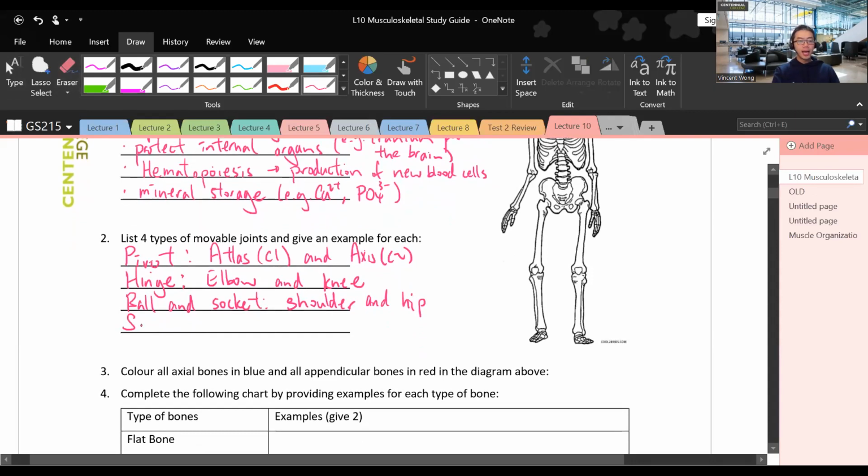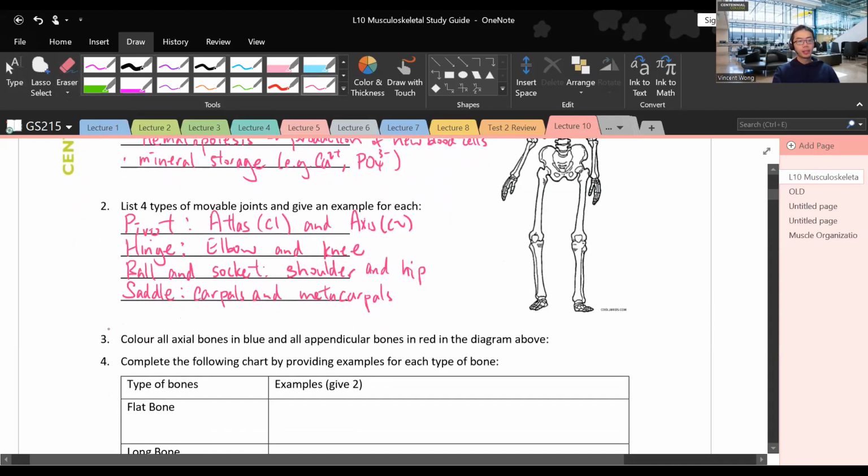And one last one, saddle. Right? Saddle joint, and that would be like the carpals and metacarpals. I mean, there are other joints as well, right? Like condylar joints, but we only have to know these 4 ones. Okay, these are the 4 that I want you to remember.